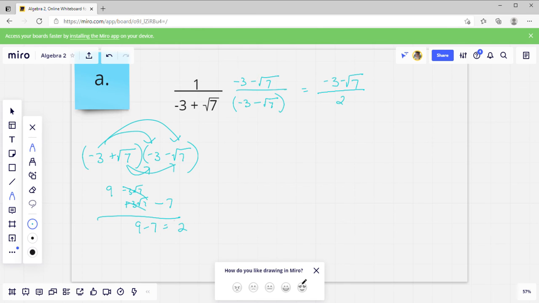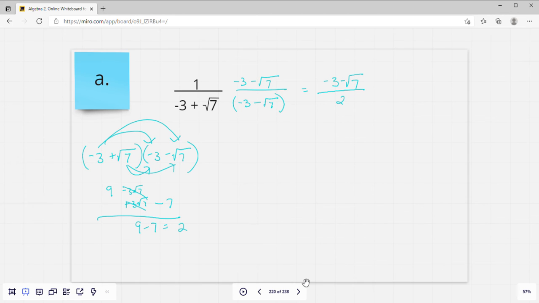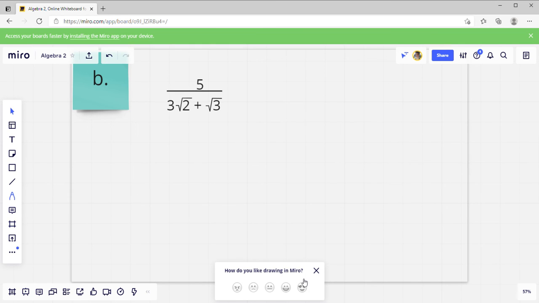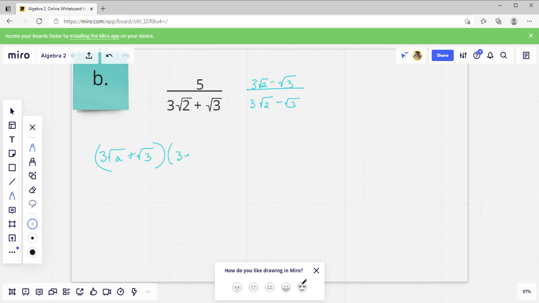Alright, so that's not too super hard. Let's try the next one. Okay, this one we're going to multiply times the conjugate on the top and the bottom. So we've got 3 times the square root of 2 minus the square root of 3, and then 3 times the square root of 2 minus the square root of 3. Alright, so over here I'll do my multiplication. And then I'm multiplying it times 3 times the square root of 2 minus the square root of 3.